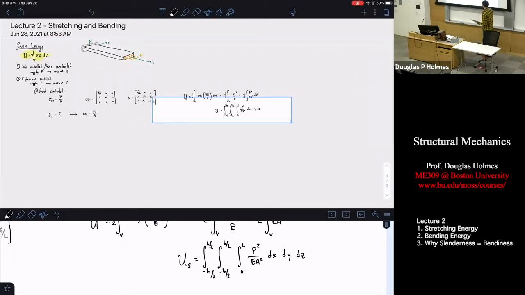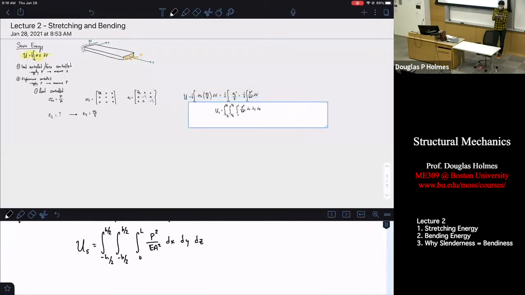This integral is straightforward to do because there's no appearance of y or z here. So we just end up with, if you integrate this thing from negative b over 2 to b over 2 in the y direction, you get b. You integrate from negative h over 2 to h over 2 in the z direction, you get h. Oops, I again lost my 1/2. So we can simplify that. We can do these integrals directly. And say I'm going to get something like HB as the integral on the length.